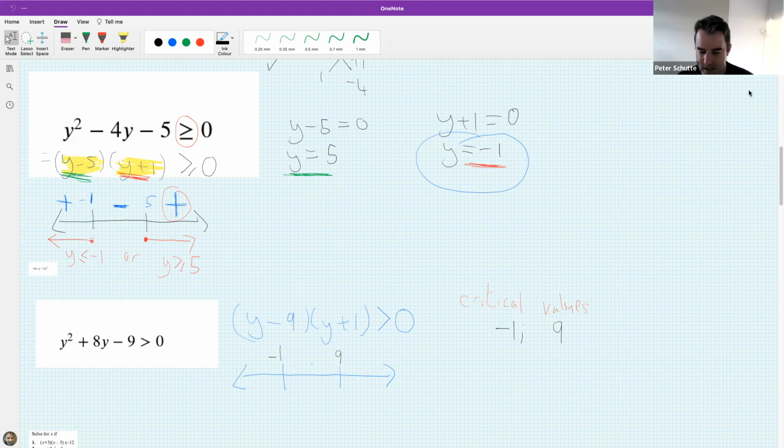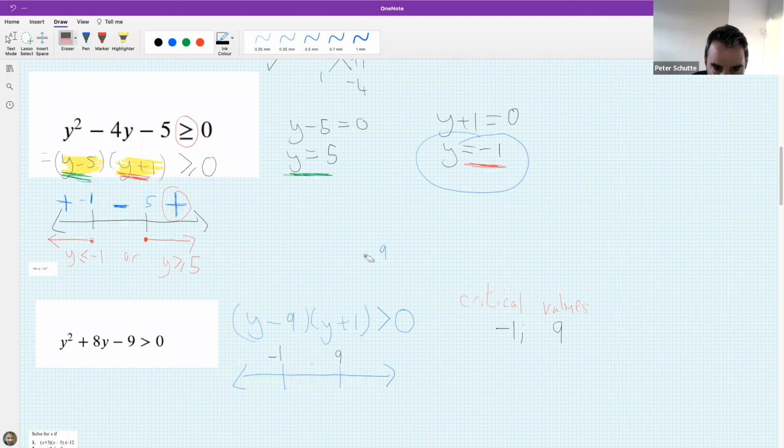Hello, sir. Sir, isn't it supposed to be y plus 9 because the 8 is a positive? Ooh, I think you might be right here. Let's have a look. I think you've caught us. So y squared plus y minus 9y minus 9. You have absolutely got this.